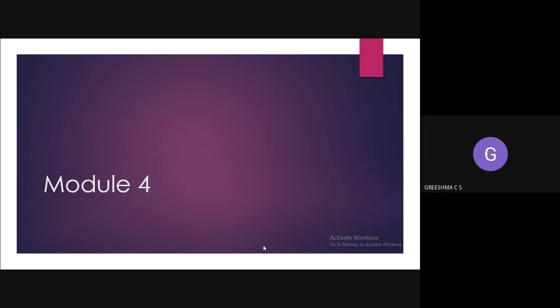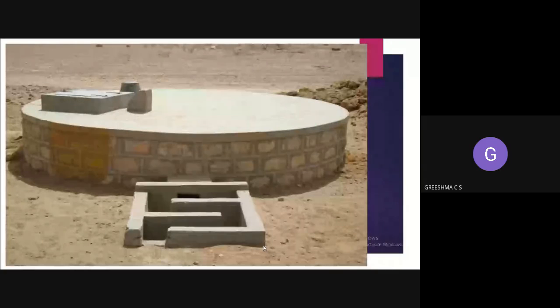So the fourth module is all about circular slabs. We will be studying the design of a spherical dome and a conical dome, and that is a small design also. Okay. So first of all, we'll start with a circular slab. So see this. Have you seen this? This is a circular slab.